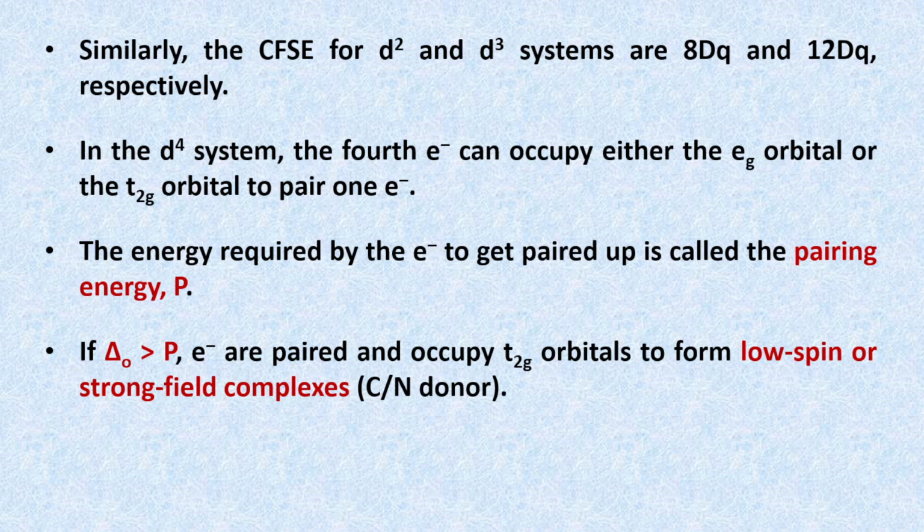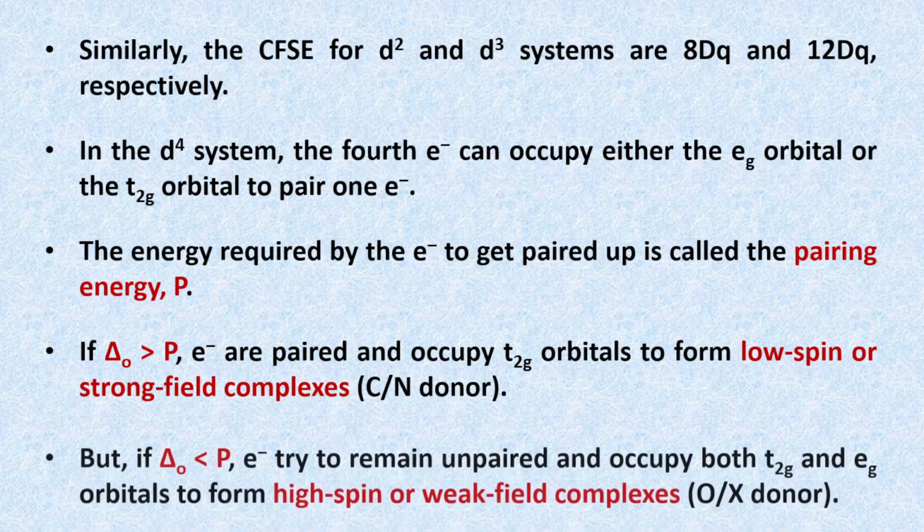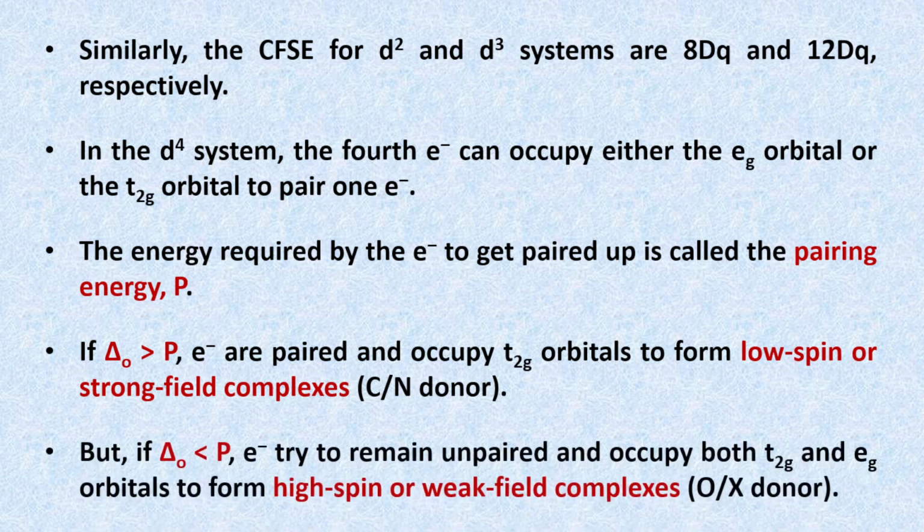For example, if the ligand is a carbon or nitrogen donor, the electron will occupy the low-lying T2g level. But if delta O is less than capital P or pairing energy, the electron gets easily excited to the higher energy Eg level to remain unpaired and follow Hund's rule of maximum multiplicity. The electrons occupy both T2g and Eg orbitals to form high spin or weak field complexes, for example in the case of oxygen and halogen donors.